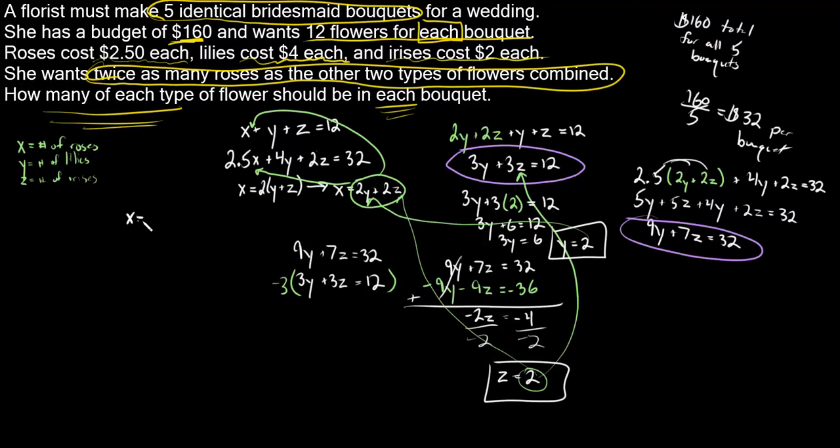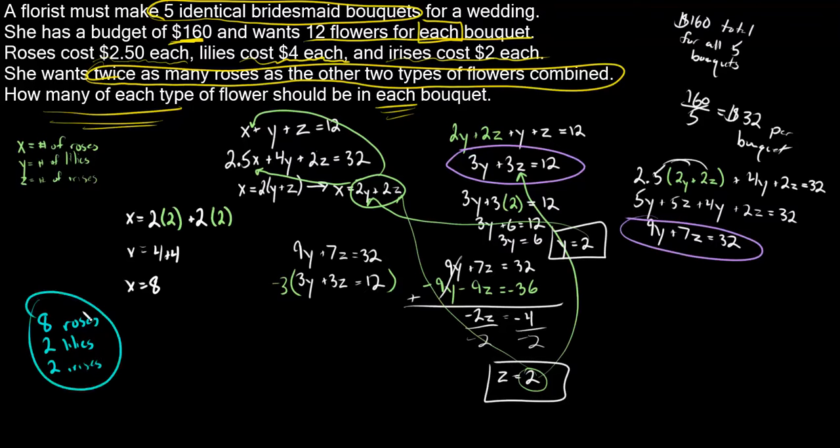So x was equal to 2y. Well, y, wrong color, y was 2, okay, plus 2z. Well, guess what? z was also 2. And x was equal to 2y plus 2z. So this is going to mean x is equal to 4 plus 4. So x is 8. So now we have our final answer. There are going to be 8 roses, 2 lilies, and 2 irises, and that is our final answer.